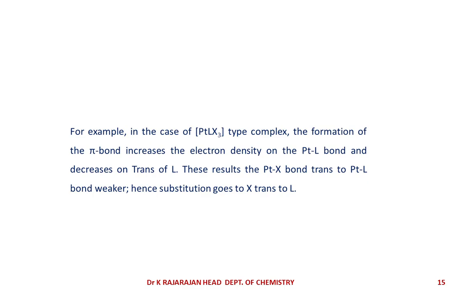For example, in the case of a PtLX3 type complex, the formation of the pi bond increases the electron density on the platinum-L bond and decreases it trans to L. This makes the Pt-X bond trans to the Pt-L bond weaker. Hence, substitution goes to X trans to L.